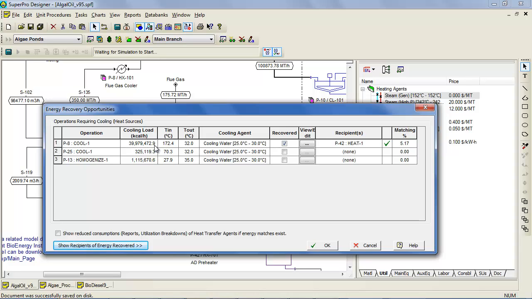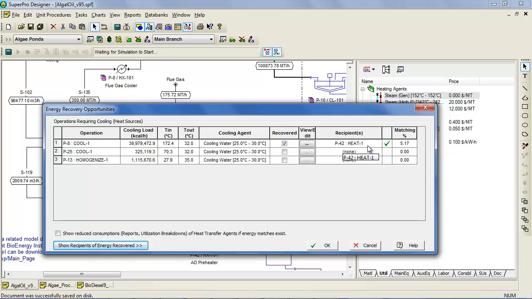This operation, which cools the combustion flue gas before it enters the algae ponds, requires roughly 8,000 metric tons per hour of cooling water. Also notice that the recovered checkbox is checked for this operation, and there is a matching percent of 5.17%. This means approximately 5% of the cooling load for the P8 Cool 1 operation can be met by exchanging heat between the P8 Cool 1 operation and the P42 Heat 1 operation.